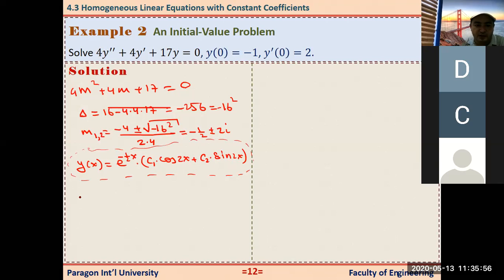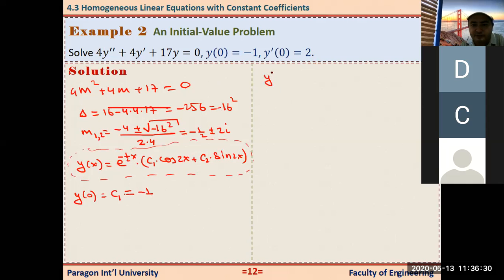From the first one, y of 0 is equal to, the sine term is equal to 0 and the cosine is equal to 1, so here we have c1 times e to the power 0, that's equal to 1, so that's equal to negative 1. So the value of c1 is equal to negative 1 for this initial condition, right? And now the derivative of this function at 0 is equal to 2. To do this, we have to differentiate this, and when you differentiate and substitute here, we will get this 2.